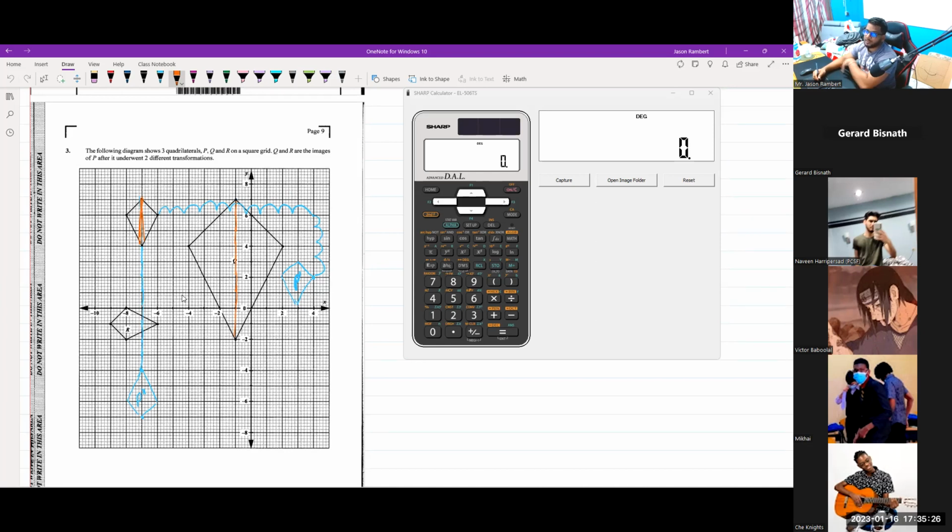It is an enlargement, but the enlargement needs to be about a certain point. To get the center of enlargement, connect a point to its image. So I can connect this point to its image, and then this point to its image, and then bisect the line. When I bisect this line, it's looking like it's passing through here. So this is one way: connect the point to the image for all points, and where all the lines meet is the center of enlargement.